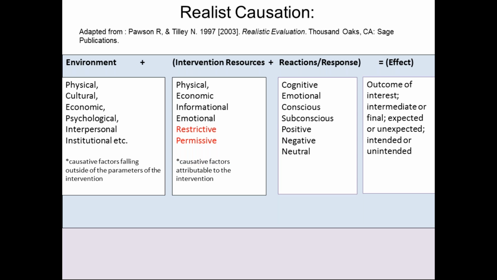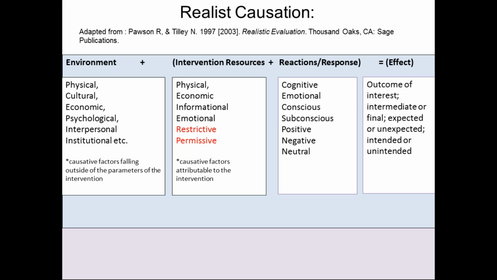So those can also be subsumed under resources. Although the word resource has a much more positive connotation than restrictive. So it's a bit awkward to think of a restrictive resource, but we are grappling with language, and we're trying to overcome the limitations of language. Maybe there are better ways to articulate it. You can tell me. But basically, these are causative factors attributable to the intervention.